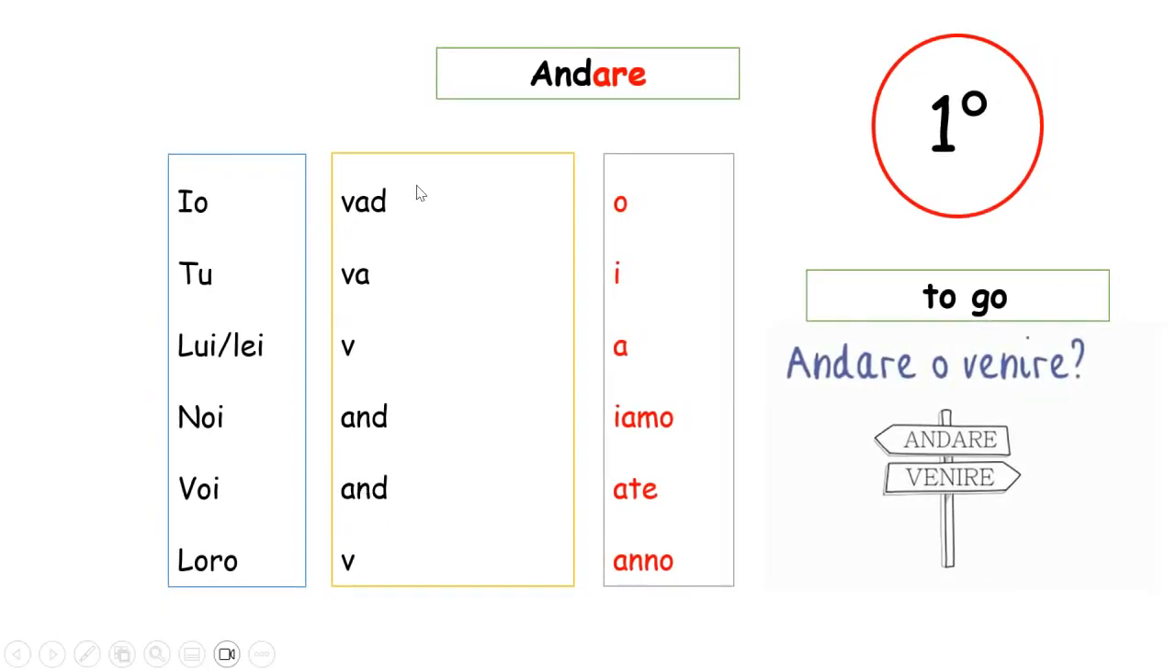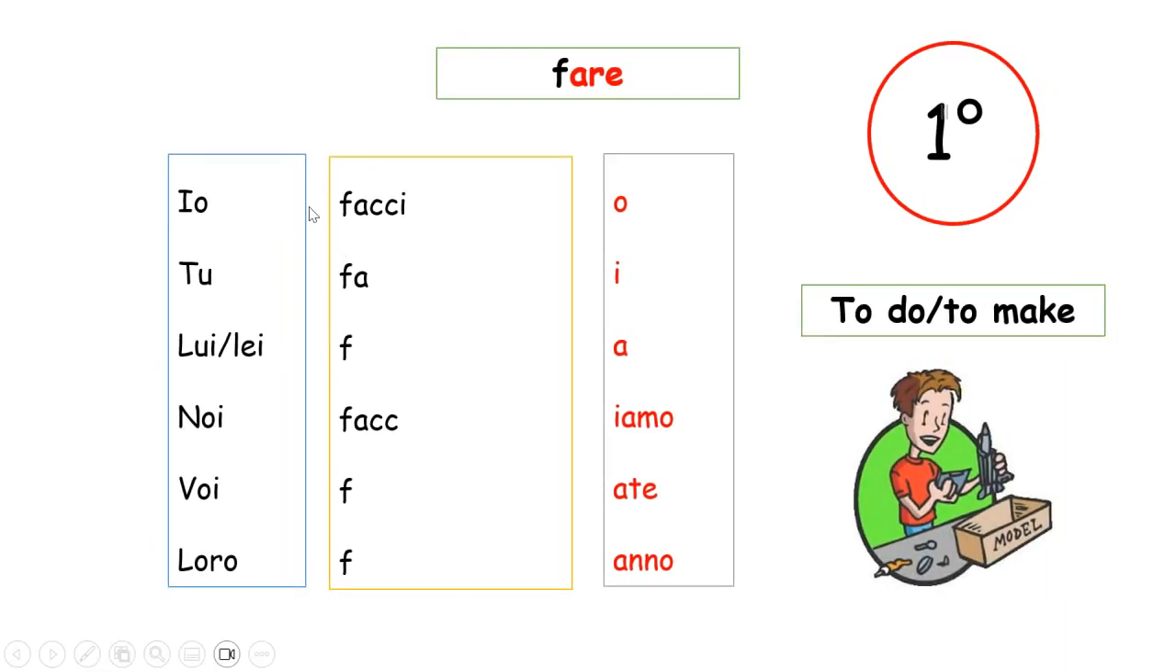Andare. Io vado, tu vai, lui va. Noi andiamo, voi andate, loro vanno. Fare. Io faccio, tu fai, lui fa. Noi facciamo, voi fate, loro fanno.